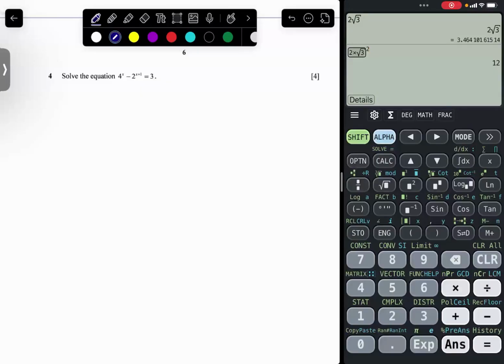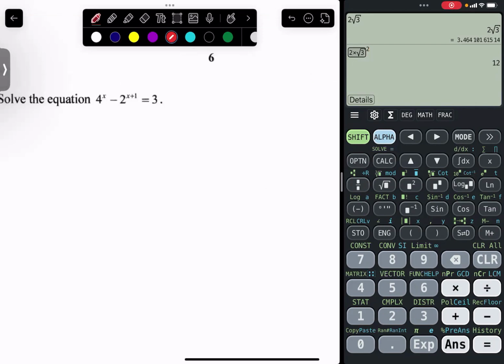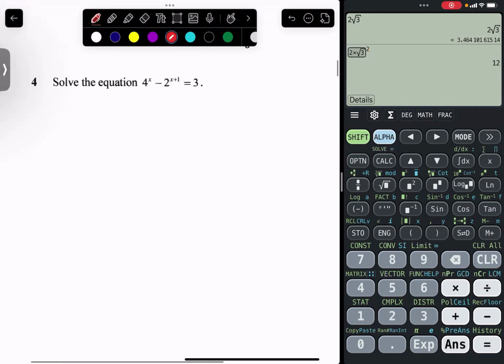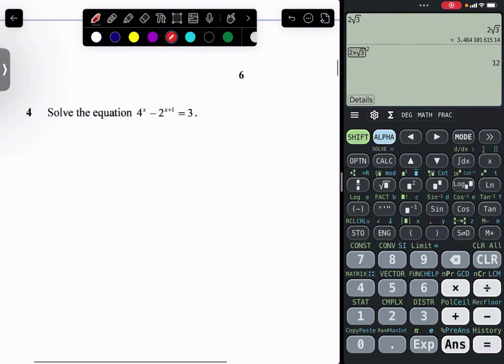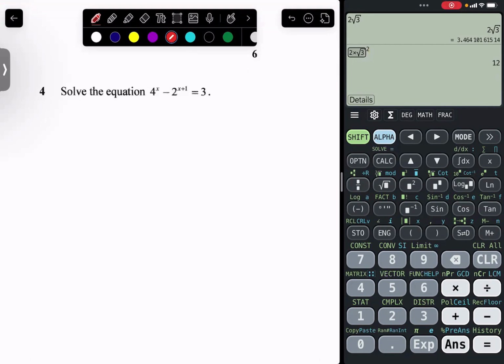Question 4. Solve the equation 4 to the power of x minus 2 to the power of x plus 1 equals to 3. Okay, so what is the logic of this question? Since this is indices that deal with minus, this one is probably going to be a substitution. In order to do substitution in indices, you need to know how to split the indices. So two things going on down here: 4 to the power of x minus 2 to the power of x plus 1 equals to 3.